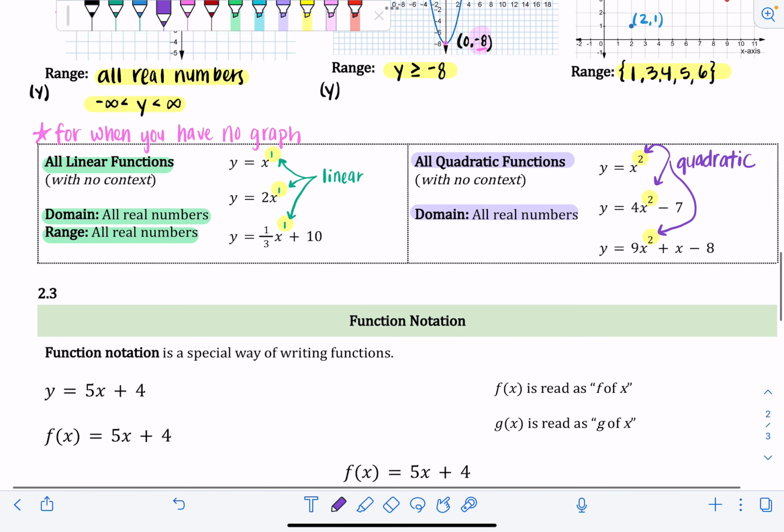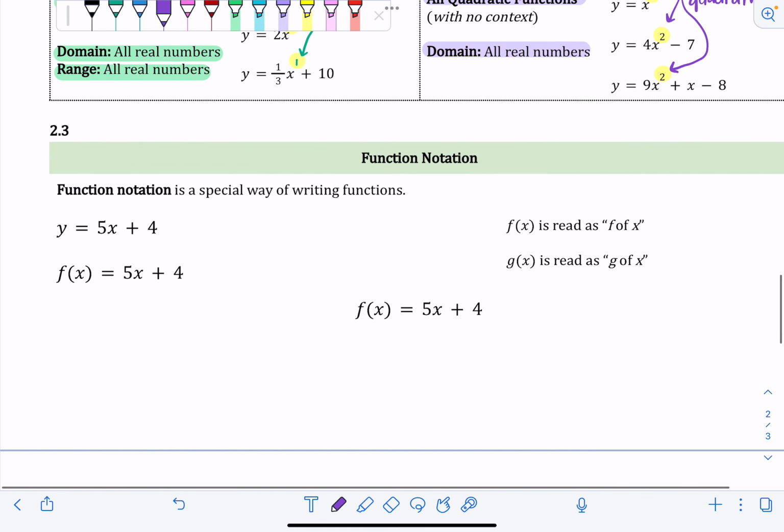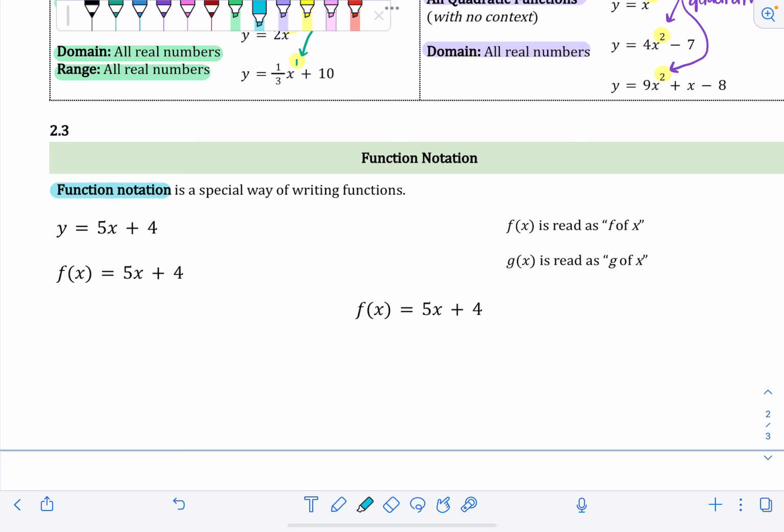Okay, so moving down to 2.3. So 2.3 is all about function notation, which looks kind of scary at first, like the first time that you see it, but it's not as bad as it seems. So function notation is just a special way of writing functions.